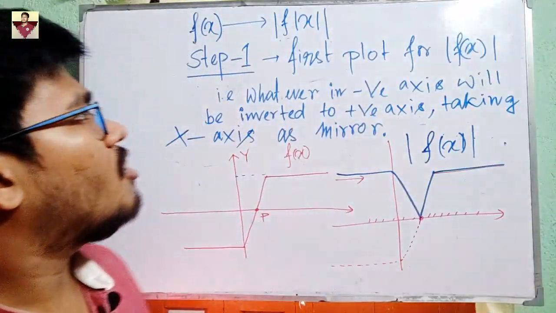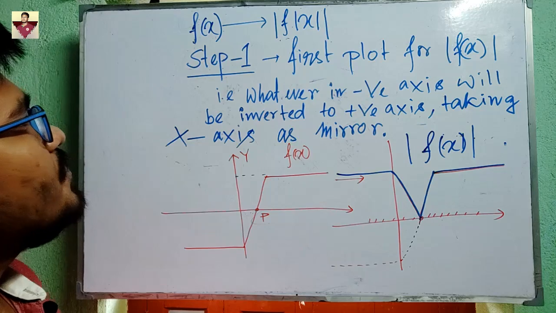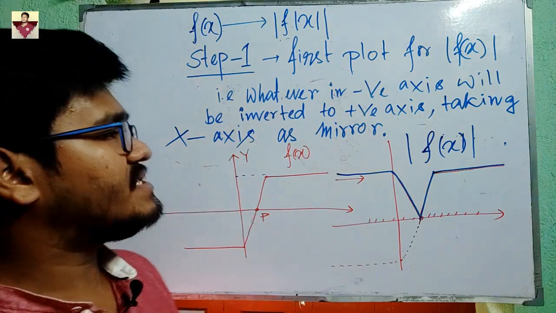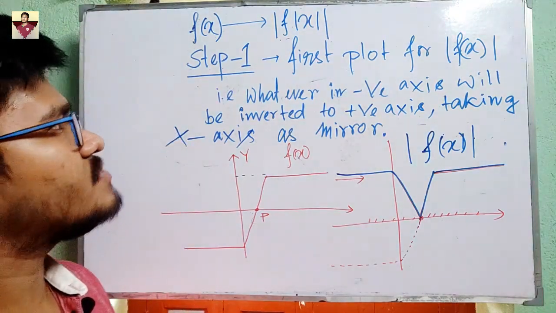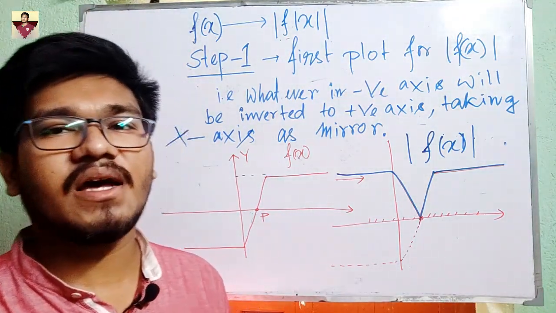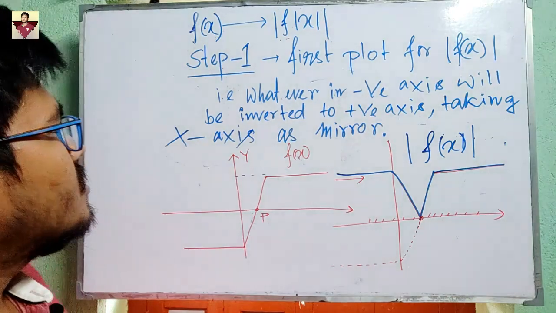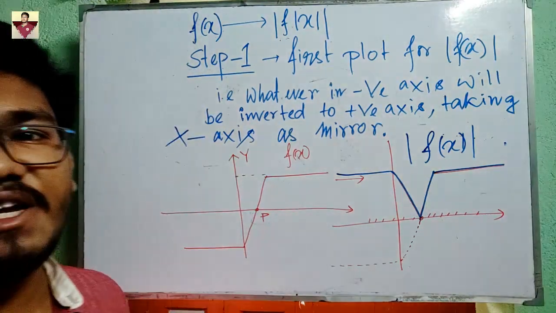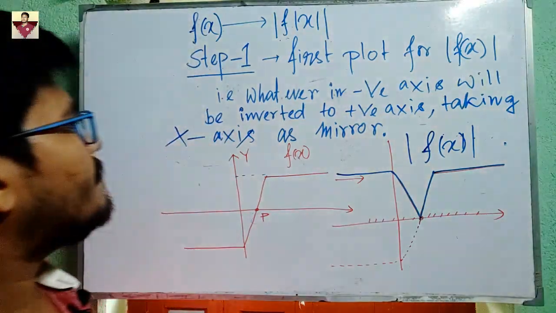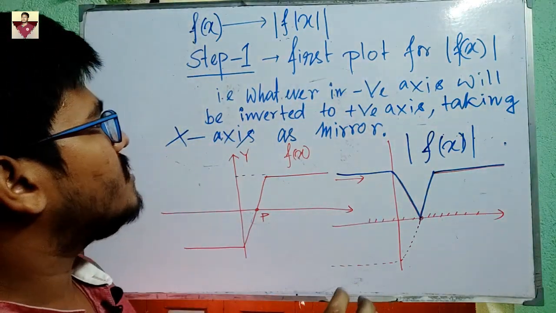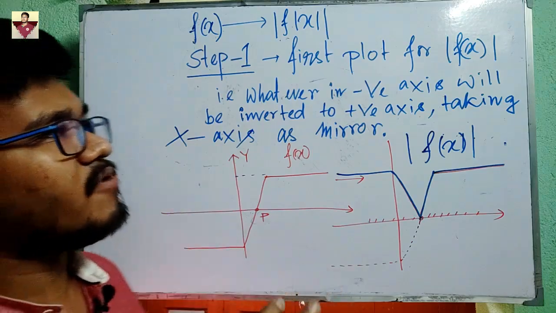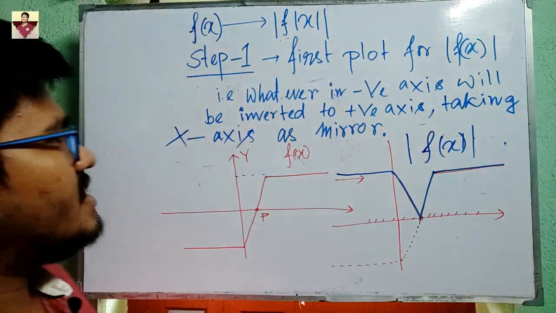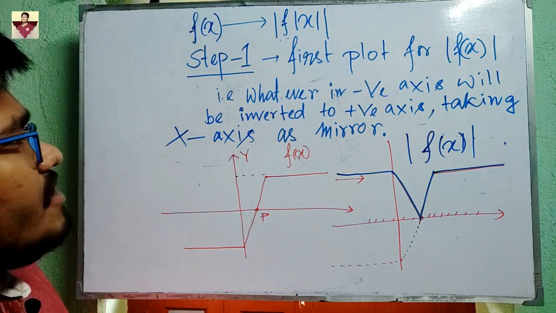Now how to plot if a function goes to modulus of f of mod of x. That means the individual variables are in modulus form, and then we are taking the modulus of the whole function. For plotting this kind of graph, you need to follow 2 steps. Step 1 is, first you need to visualize the graph for mod of f(x). I have already discussed how to plot mod of f(x) if f(x) is known.